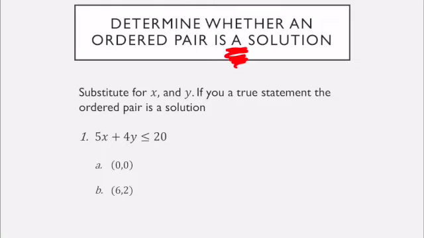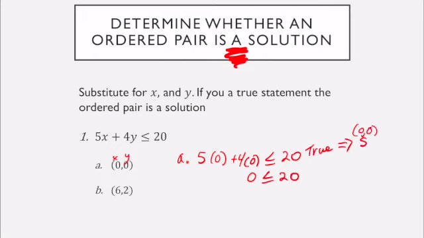So let's start with part A. I have the point when x is 0, y is 0. So I have 5 times 0 plus 4 times 0 is less than or equal to 20. If I simplify this, I get 0 is less than or equal to 20. Is this a true statement? Yes, this is true, and this implies that this is a solution. So 0, 0 is a solution to this linear inequality.